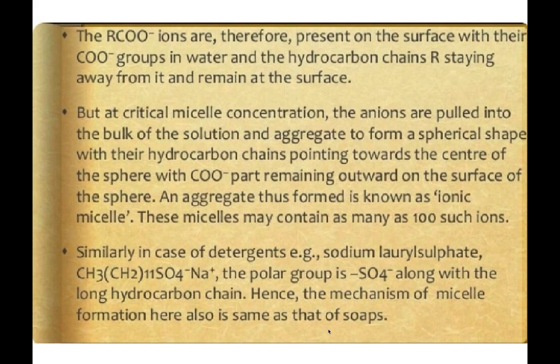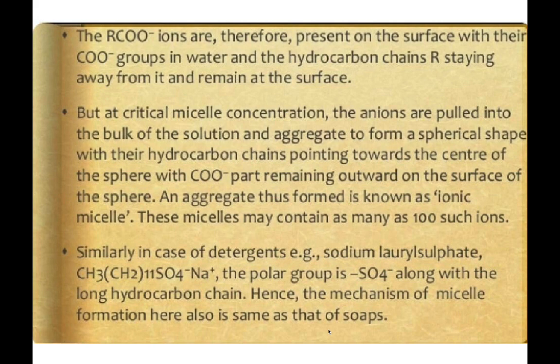Then what happens is that RCOO minus ions, the negative ions, which are present on the surface, have the COO groups in water, and the hydrocarbon chains stay away from it and remain at the surface. But at the critical micelle concentration, the anions are pulled into the bulk of the solution. Inside the solution, they aggregate or group themselves to form a spherical shape with the hydrocarbon tails pointing towards the center of the sphere, and the COO minus part pointing outward on the surface of the sphere, which is known as the ionic micelle. It contains as many as 100 such ions.